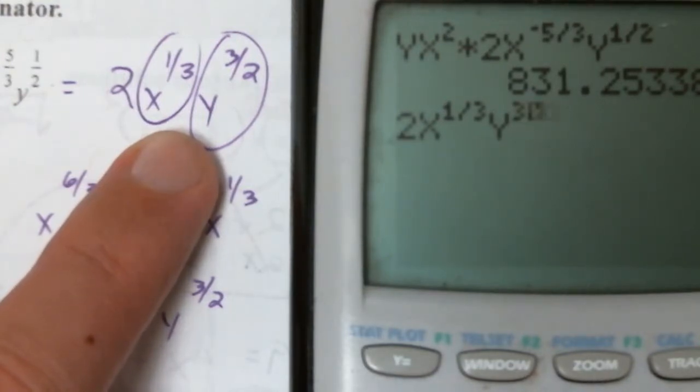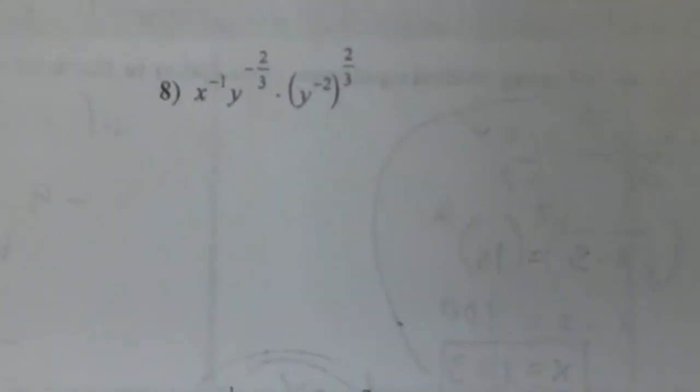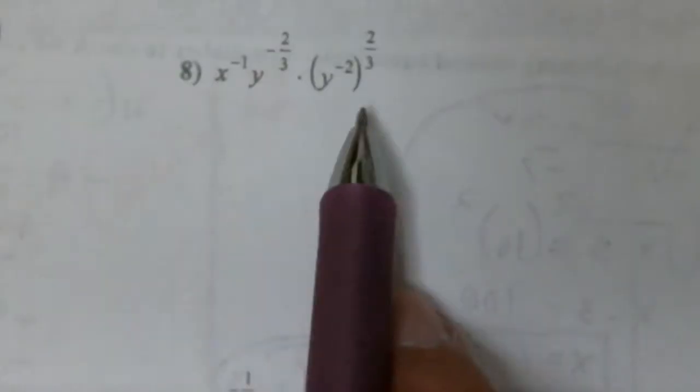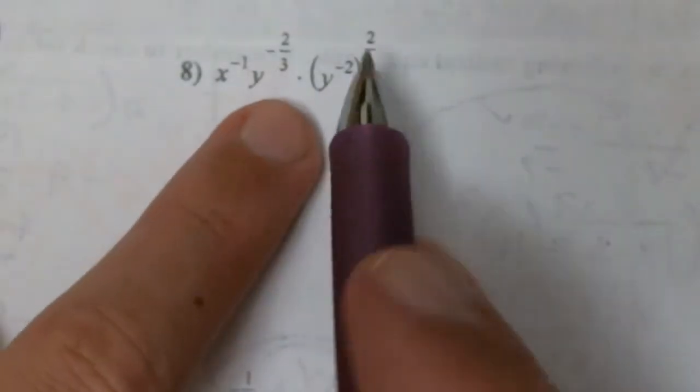Y raised to the 3 divided by 2. And they match. All right, let's move on to the next one. Okay, I don't see anything to the 0. I don't see any coefficients. I see parentheses. So let's go ahead and use our power rule here.